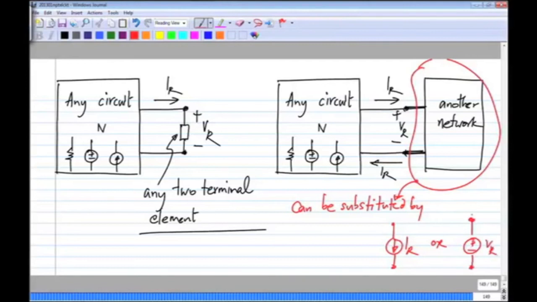So I started with a resistor, but you can work out for yourself that the logic of the proof holds good even if it is a nonlinear element. It can be any element. In fact, you can substitute a voltage source by a current source and vice versa. And also you can substitute a complicated circuit as long as it is only at two terminals. So if you have a complicated network with only two terminals brought out, you can substitute the entire network by this voltage source or current source. I hope that part is clear.